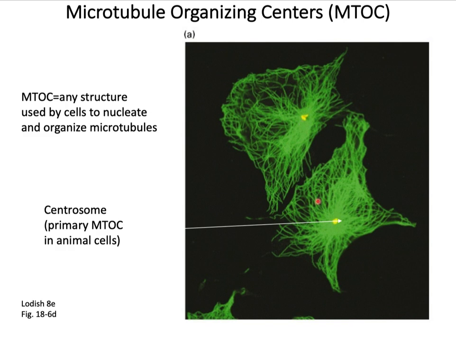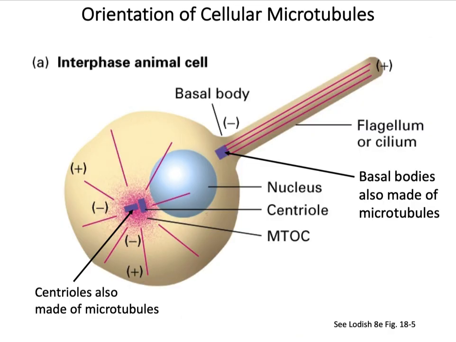You can see the microtubules are emanating in a spoke-like fashion from the microtubule organizing center, which is the centrosome in this case. So let's take a look at some diagrams of the microtubule organizing center. So here is a centrosome. This is an interphase animal cell, and this particular animal cell happens to have a flagellum or a cilium. This pink region is known as the centrosome, and inside the centrosome are short triplet microtubules known as centrioles.